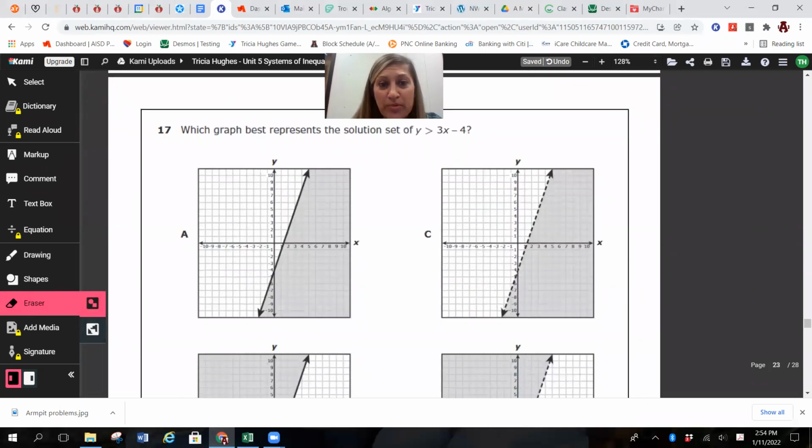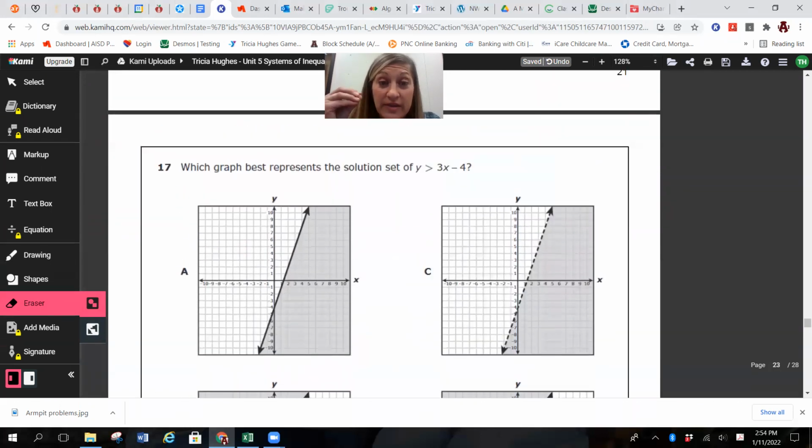17, which graph best represents the solution? Again, this equation is already y is greater than 3x minus 4. Is a greater than sign a solid line or a dotted line? Is a greater than sign shading below or shading above? That's all you have to know for 17.